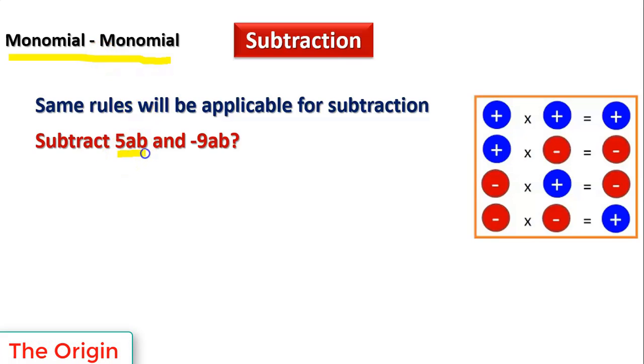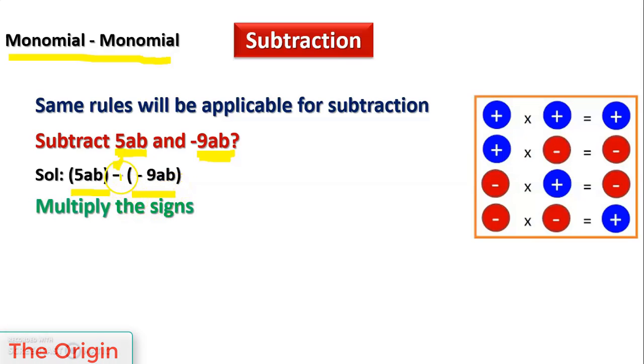Example problem: subtract 5ab and minus 9ab. Single term, monomial; it is also a single term, monomial. Same, first keep the brackets here. Write the terms in the brackets: 5ab bracket, minus, because what operation are you going to do? Minus. Bracket open, minus 9ab. These 2 terms, multiply the signs. What sign is there here? Minus. Minus into minus, the resultant is plus.